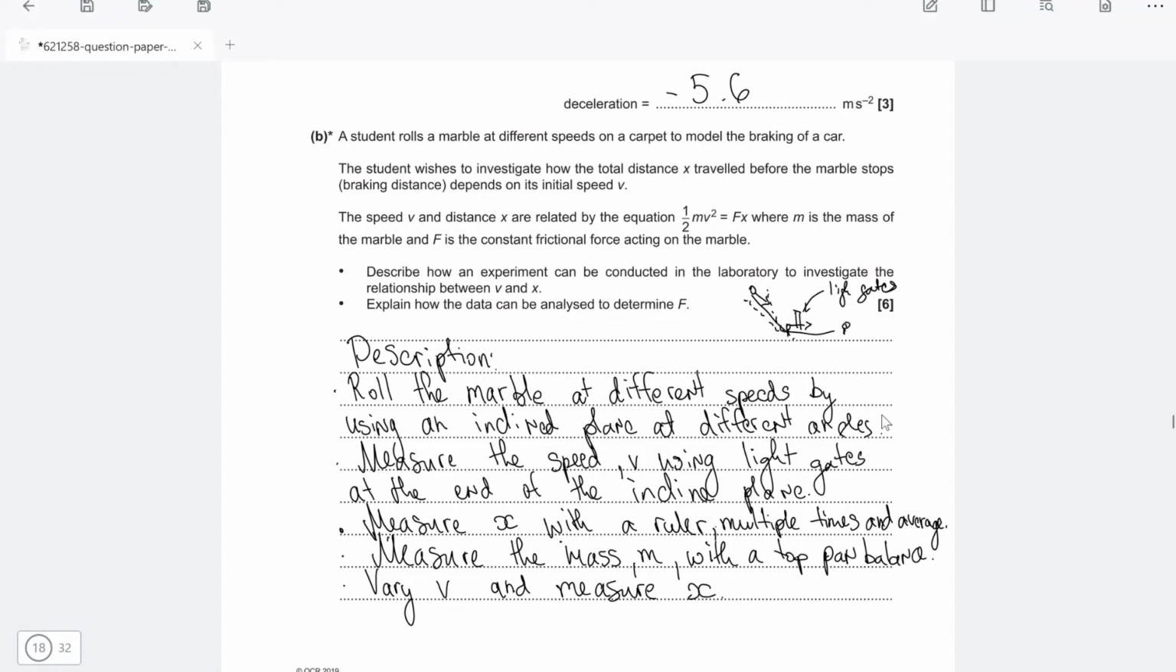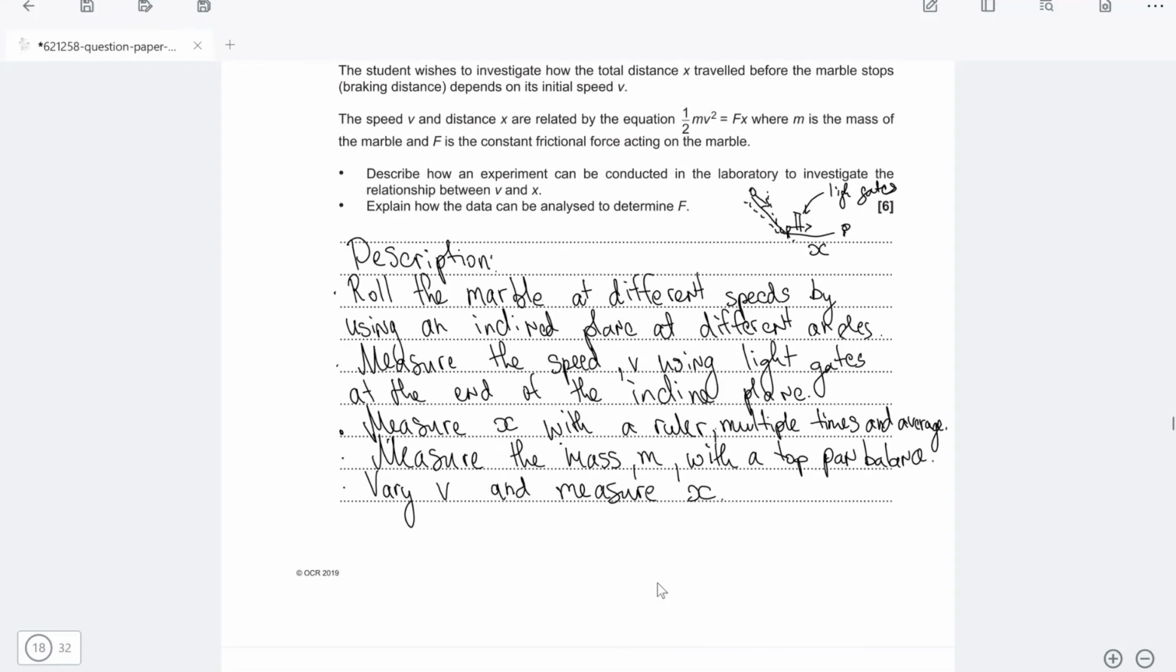So let's say that the ball stops here and this over here is our x. We're going to use a ruler and we're going to be measuring this multiple times. Additionally, we're going to be measuring the mass with a top pan balance. We're going to vary v, and then we're going to see how that affects the distance x.